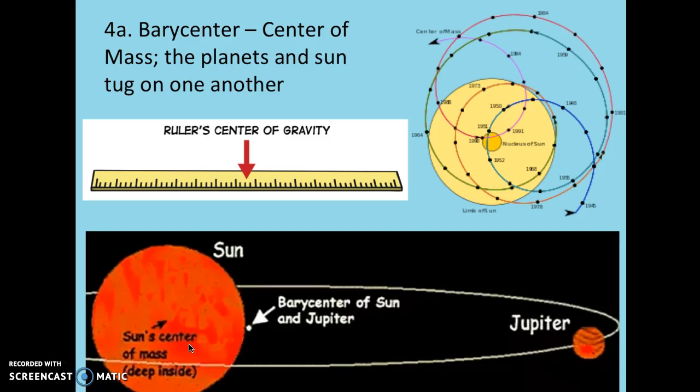So again, we looked at the example of a sledgehammer. If I try to balance a sledgehammer on my hand, I've got to hold the sledgehammer at the center of gravity, or else that sledgehammer is going to fall down and break my toes. So it's just the center of mass between different objects.